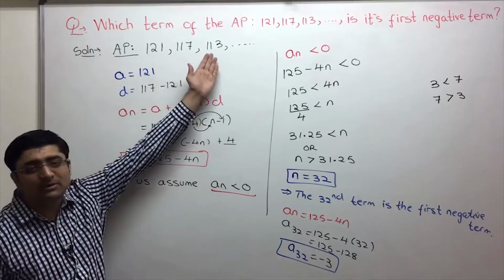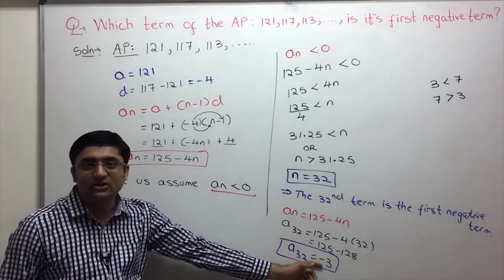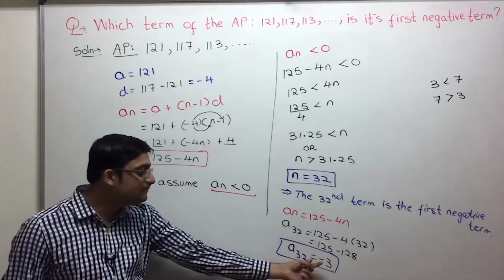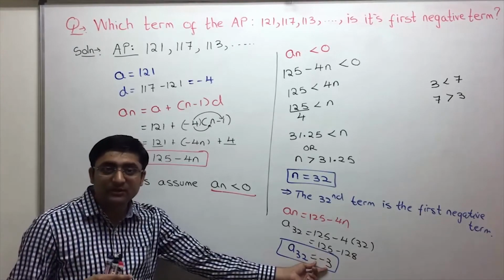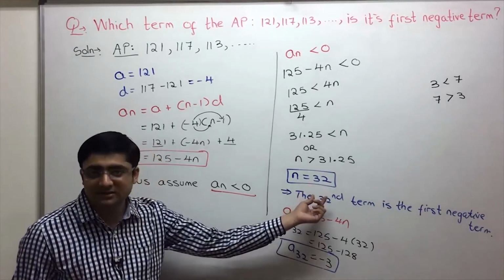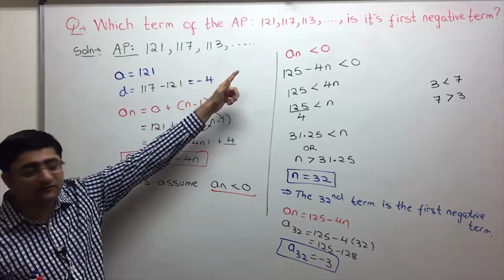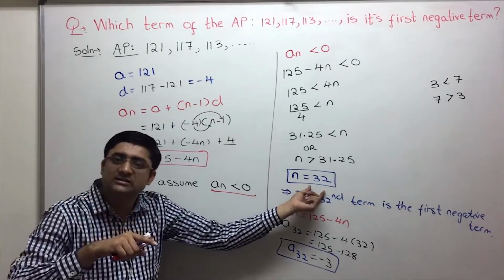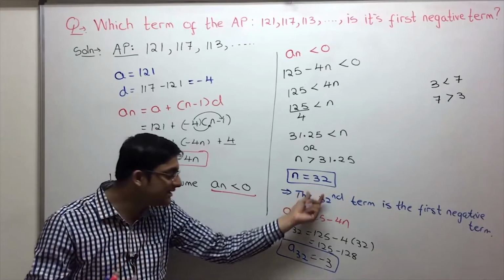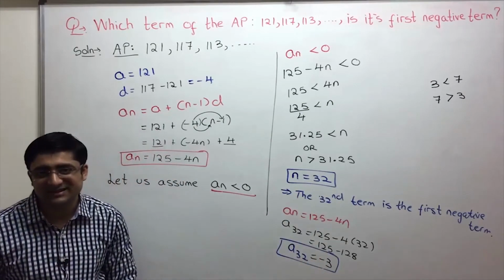If we continue this AP, eventually you reach the term minus 3. So which is the first negative term of this AP? Minus 3 is the first negative term of the AP. Which term is it? It is the 32nd term. I repeat, which term of the AP is the first negative term? The 32nd term is the first negative term. What is the 32nd term? It is minus 3. Is this clear?